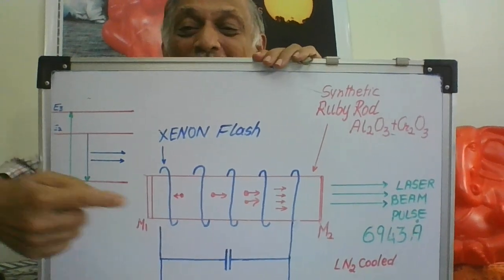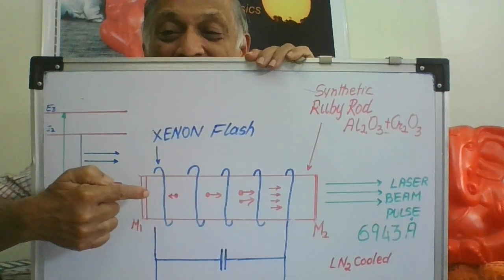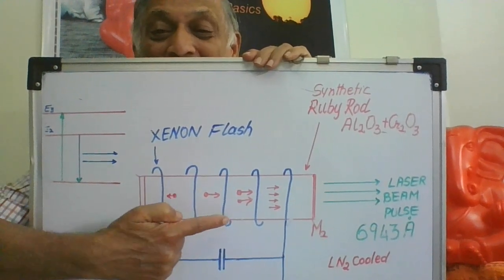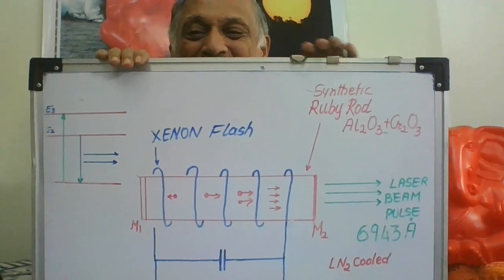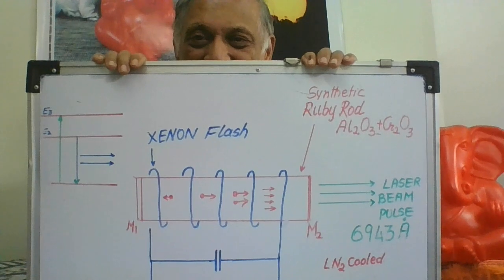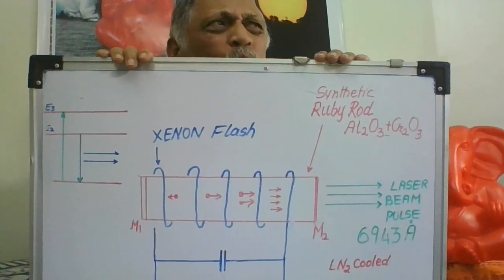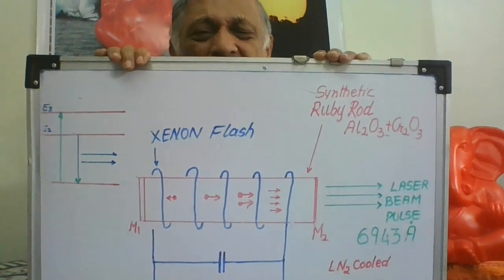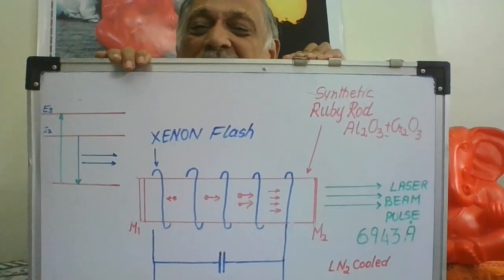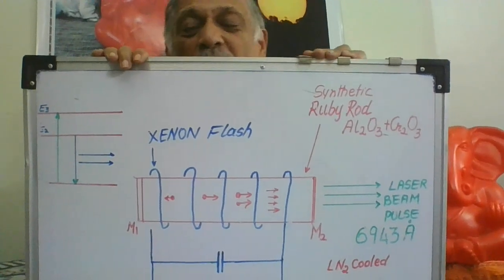Now, look what is there in between. There is a rod that is fitted with two parts, M1 and M2, written at the two ends. This is a ruby rod. They started off with somewhere around 2 to 3 centimeters in length and about half a centimeter in diameter. Later on, very big versions up to about 30 centimeters were also produced.